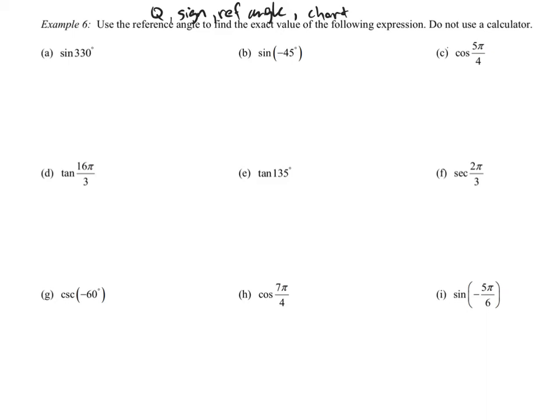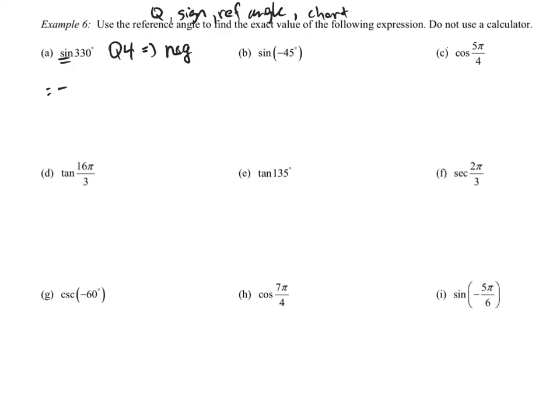Okay, so we'll start with letter A, sine of 330 degrees. Well, I know that sine 330 degrees is in quadrant 4. What that means is that sine of 330 degrees is going to be negative, because if you remember all-star trig class, in that fourth quadrant, cosine's positive, which means that everything else is negative. So my answer here is going to be negative.